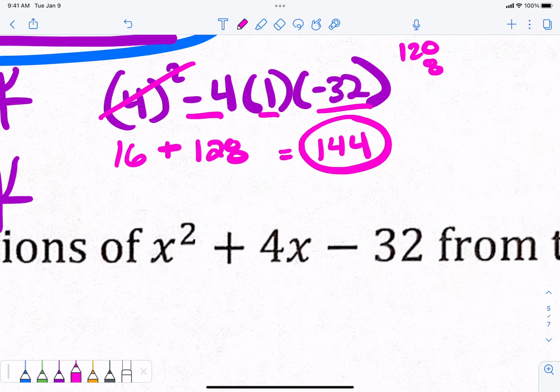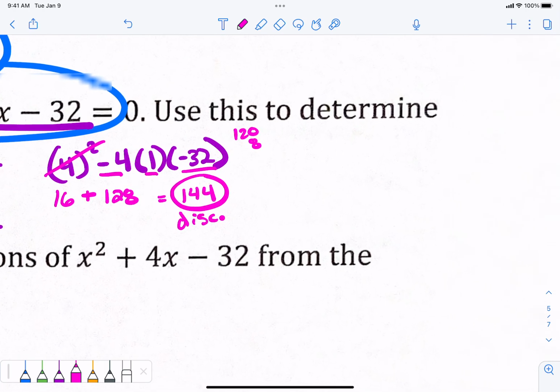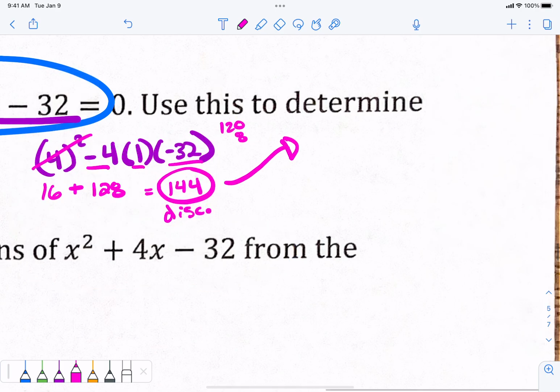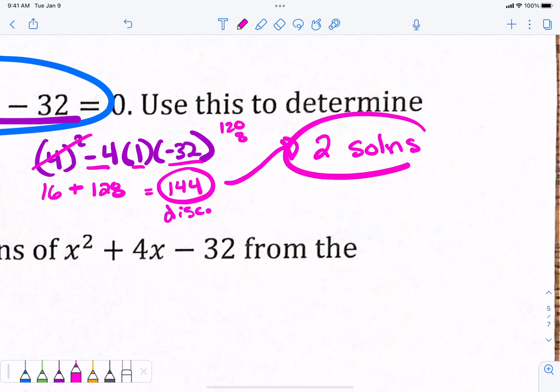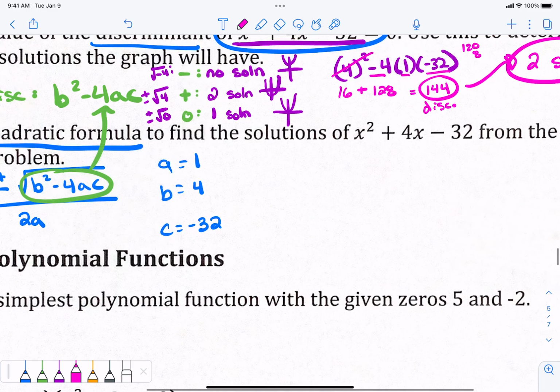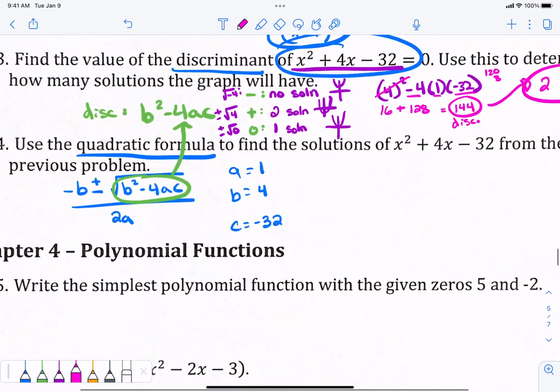What does 144 mean? That's the discriminant, right? 144 is the discriminant. Okay, now that tells me that there is how many solutions? 2 solutions, right? It's a positive number, so we have 2 solutions. So make sure you answer both parts. The discriminant is 144, and it has 2 solutions. Got it? Now they're saying in the next problem, find those solutions. So do the quadratic formula and tell me what the solutions are. We know there's 2 of them. Find what they are, right?